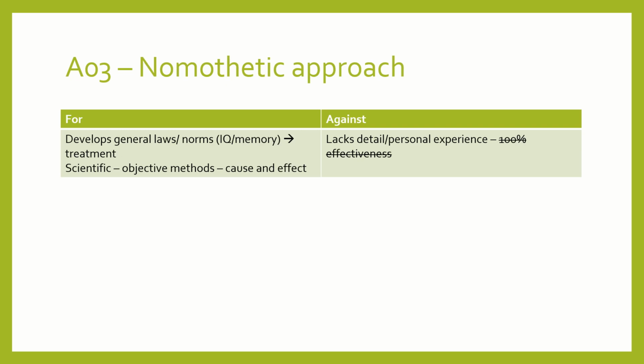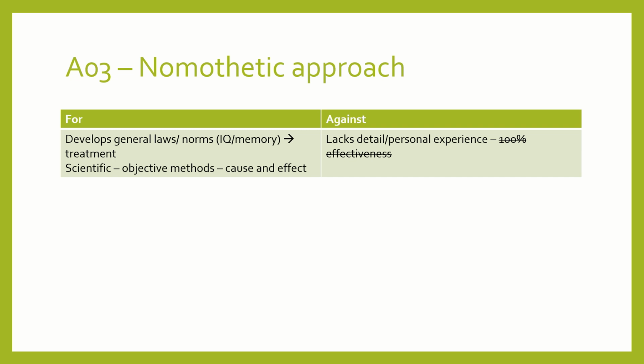Flip it on its head. Nomothetic approach develops general laws and norms, which is for example, you've got IQ that we've already mentioned, or memory, so the working memory model or the multi-store model, and IQ, which is incredibly useful because that does allow us to predict and understand behaviour. And if we can identify the norms of behaviour, that allows us to identify people who fall out of the norms, and therefore provide them with support and treatment.